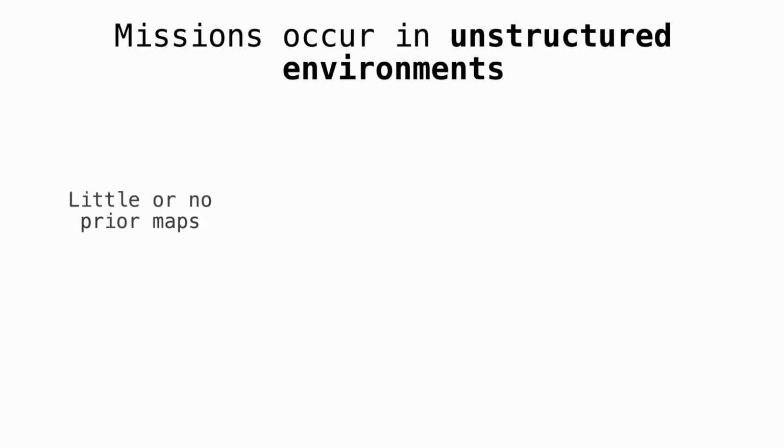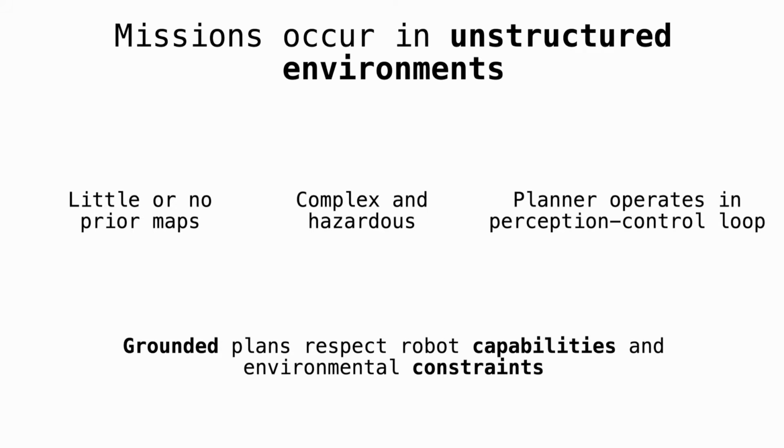Because missions often occur in unstructured environments where there are little to no prior maps, the terrain is complex and hazardous, and the planner must operate in a perception control loop. Plans must be grounded in robot context in order to be effective.